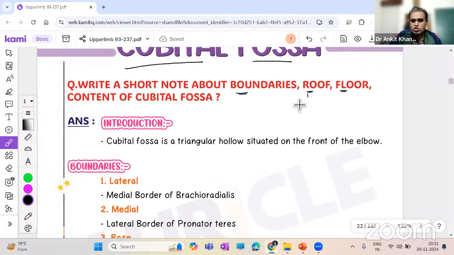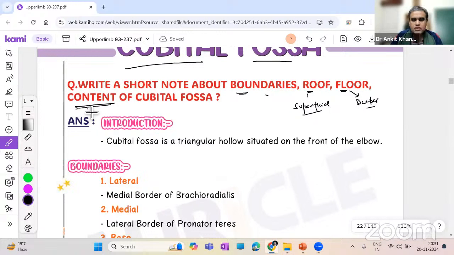So roof is basically superficial structures or superficial relations, and floor will be the relations which are lying deeper. The deepest most is obviously the bone. So structures attached to bone, that will be the floor. Content will be structures between roof and floor. Okay.